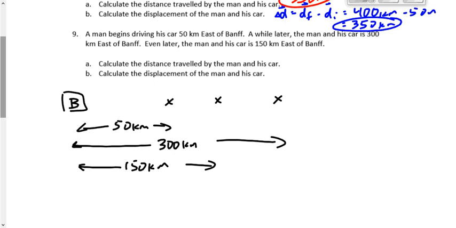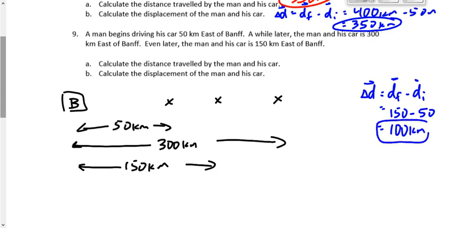My displacement for B is pretty easy, right? It's just final minus initial position. Doesn't matter where I went in between. My final position is 150. My initial is 50. So my change in position is 100 kilometers. Is my distance going to be the same number here? How come? Because I changed direction, right? I was going east, and then I turned around and went west. Even though I end up still east of Banff, I traveled west, right?